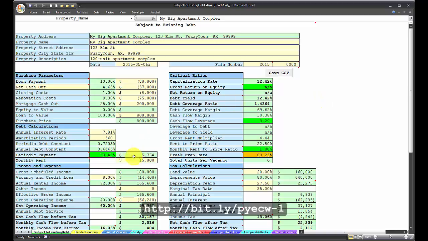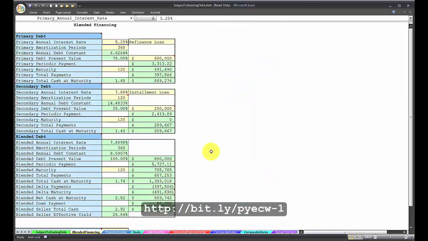In the example, we use the blended financing worksheet to describe the parameters of a primary debt first position loan and a secondary loan that is equal to the seller's apparent equity in the property. Now, the first position loan here is called a refinance loan, or it could be existing debt, doesn't matter. We show it's a 5.25% annual rate, amortized over 360 periods, $600,000, and we want it to mature in 10 years, 120 periods.